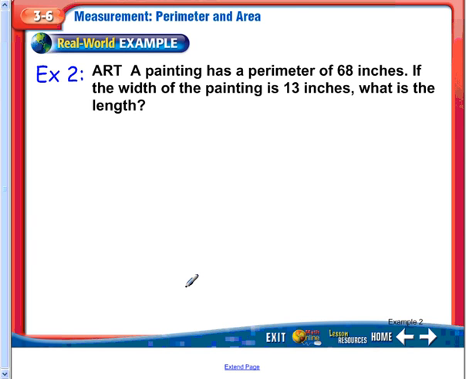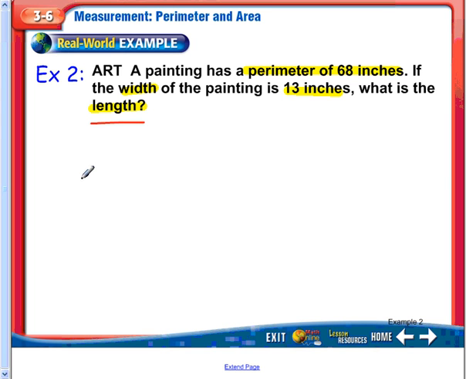Example number 2. A painting has a perimeter of 68 inches. If the width of the painting is 13 inches, what is the length? So this problem is actually giving us the perimeter. Perimeter is 68 inches. And we know the width is 13 inches, and what we need to find is the length.